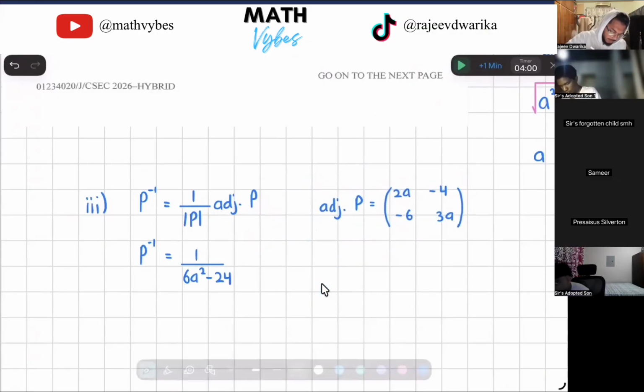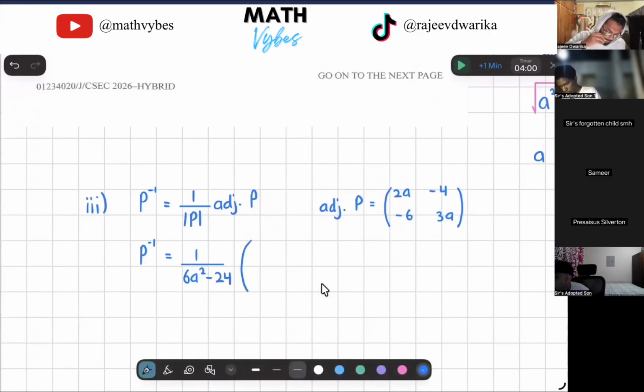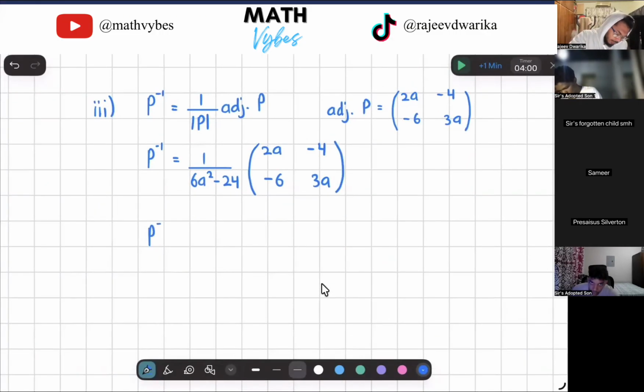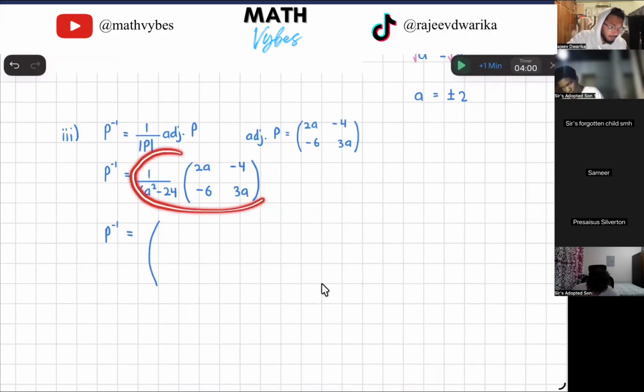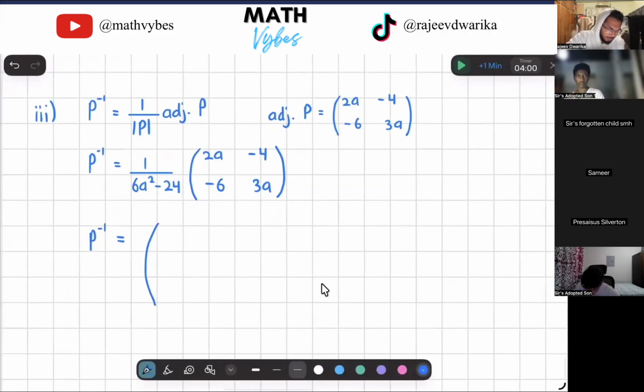Right, so what am I gonna write here? 2a over 6a squared minus 2. Oh, we reject. Okay. Very sure. Right, so for P inverse, to finally settle the answer, I believe you're supposed to get full marks for this, right? But I'll show you all the most simplified solution.